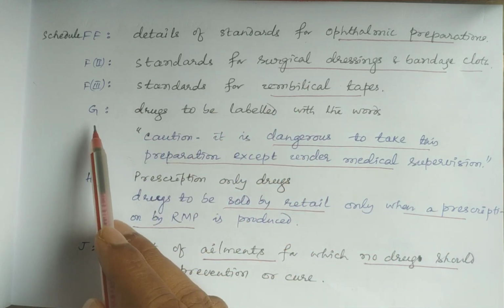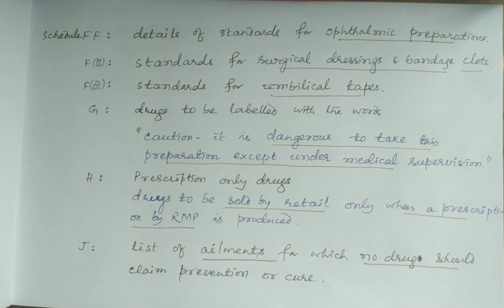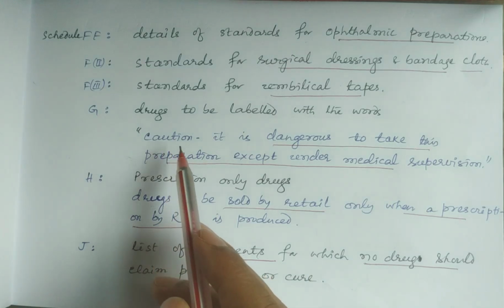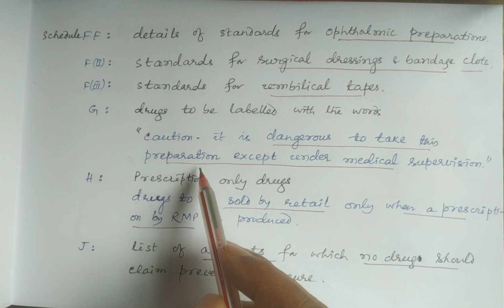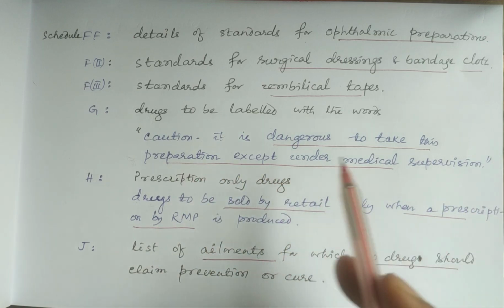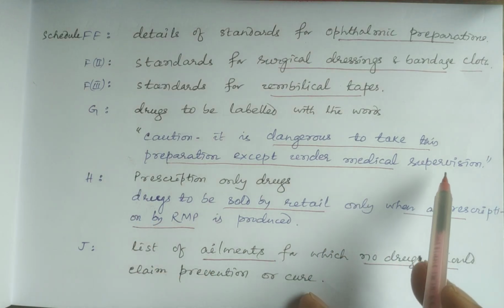Then Schedule G deals with those drugs which must be labeled with this caution: it is dangerous to take this preparation except under medical supervision. That means it includes all those drugs which should be taken under medical supervision.